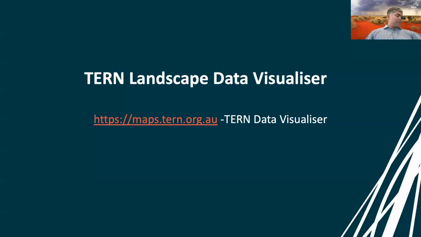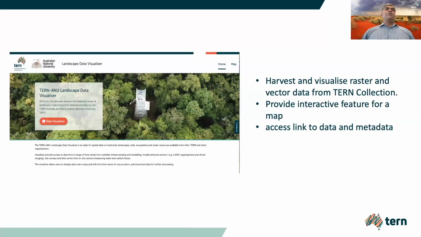Okay, the next one I will go to is the landscape visualizer. This is a simple tool where we visualize both the raster and the vector data sets. Our main idea is that when people come to TERN, they should be able to go to the discovery portal and look at it. If they want to visualize it, they should be able to visualize it. If they want to programmatically access it, there should be an API. That is the core premise we work with, so whatever we build meets all these things.